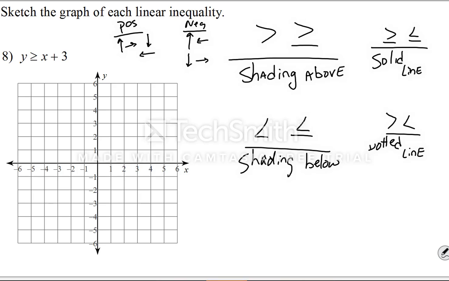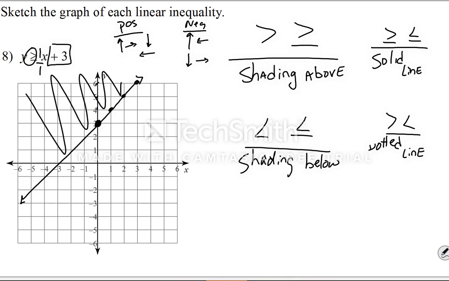So again, on this particular one, I want to graph this first. So that's at +3 on the y-axis. My slope is 1, or 1 over 1. So I go up 1 over 1, and I can keep going if I want. I can put a whole bunch of dots there. It is greater than or equal to, which means my line is going to be a solid line. Then it's also greater than, which falls in the category of shading above, because what numbers are bigger than 3? 4, 5, 6. So that is why I'm shading above.